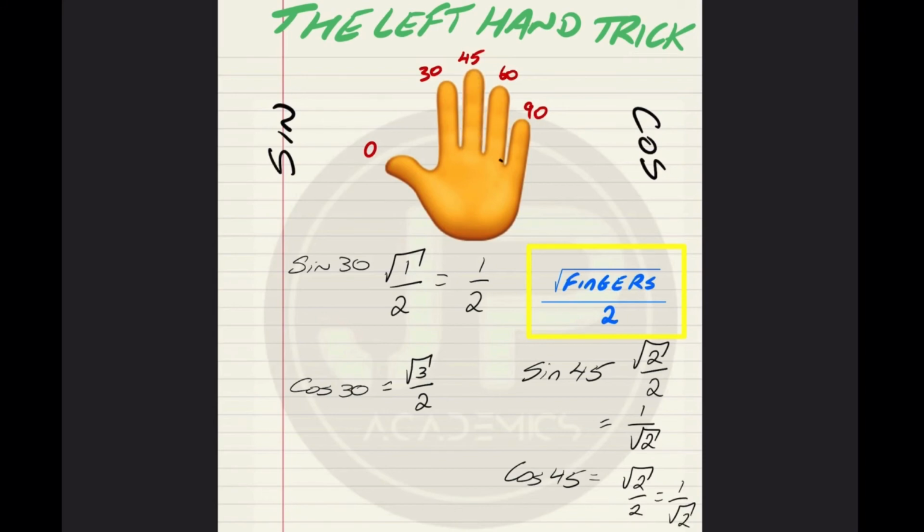So if we want to talk about 60 degrees, we just ignore the 60 degree finger, or you can put the finger down. Sine of 60 degrees is root 3 over 2. Cos of 60 degrees is root 1 over 2. And root 1, as you know, is 1. So cos of 60 degrees is 1 over 2.